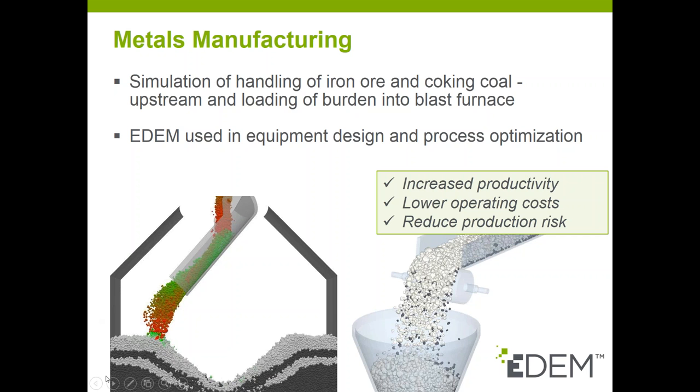In the images on the left, we're seeing material being loaded into the top of a furnace via a rotating chute, and different layers of material are colored different colors, going from the dark to the light colors. We can also see the material flow profiles as it's entering the furnace itself. On the right, it would be processing of the materials prior to the furnace itself. So we have transfer points and loading of hoppers.